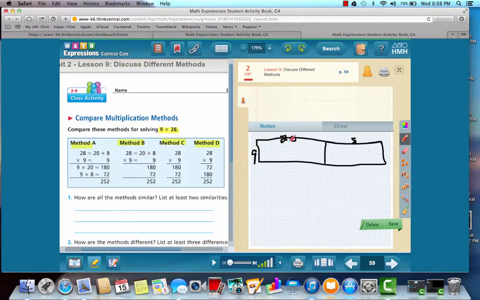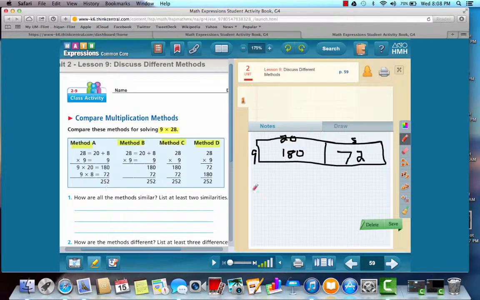So 9 times 20, they said, equals 180. So they're doing the tens place value first. Then they'll multiply 9 times 8 and they will get 72. So they're taking 180 plus 72 equals 252.